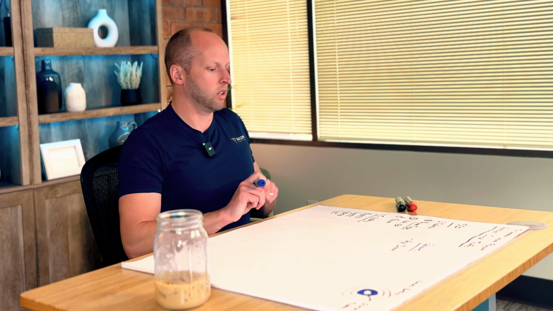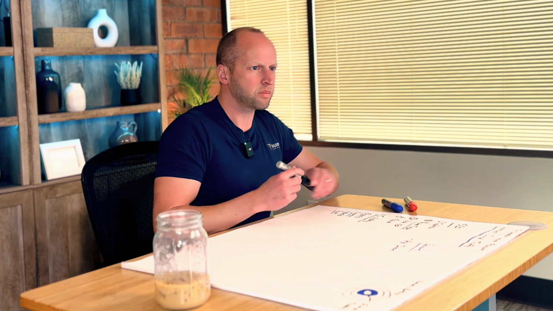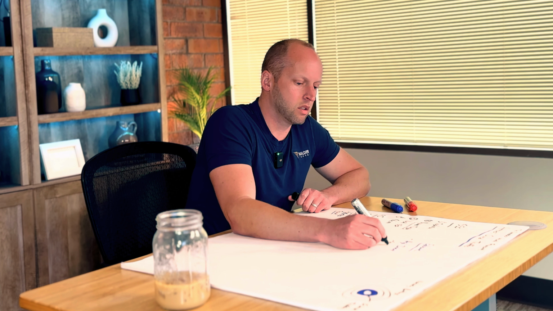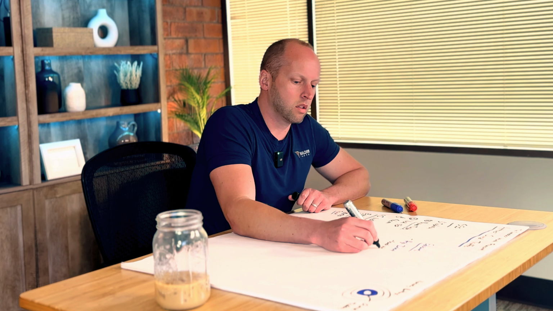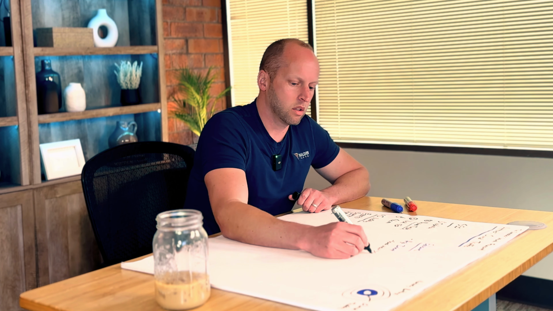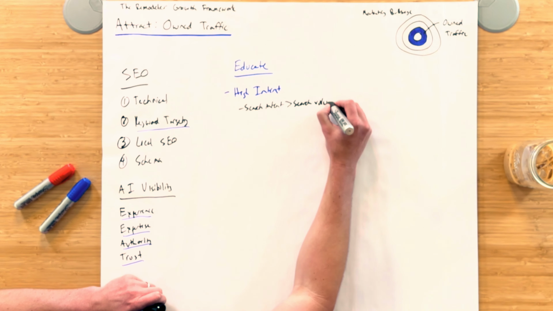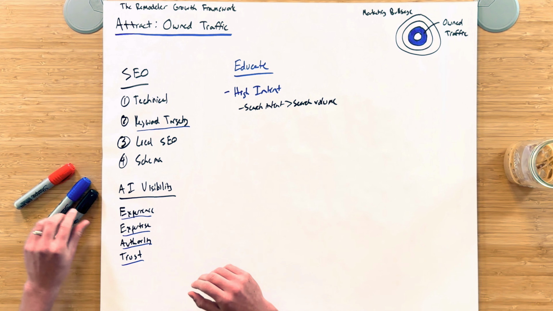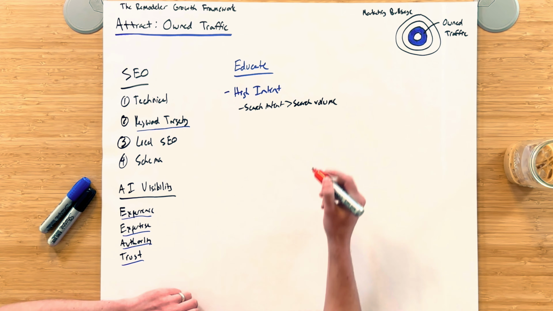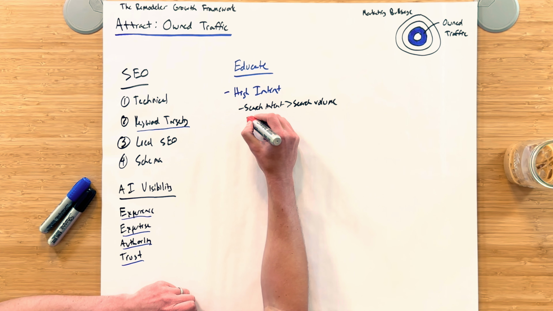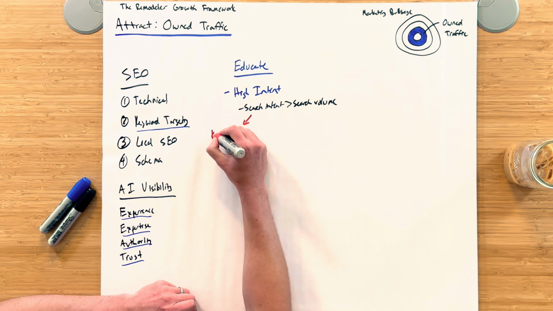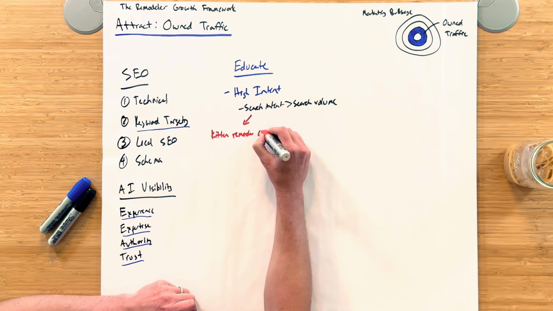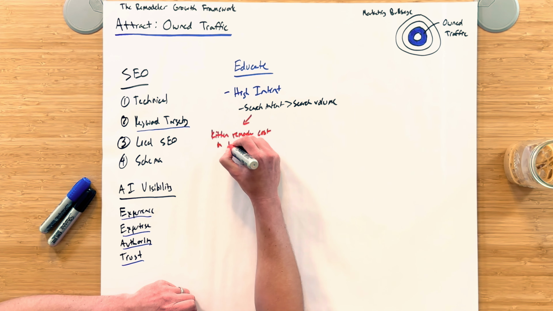And so what that looks like is we have this concept of search intent matters more than search volume. And so that example we just used, something with high search intent would be something like "kitchen remodel cost in Denver."